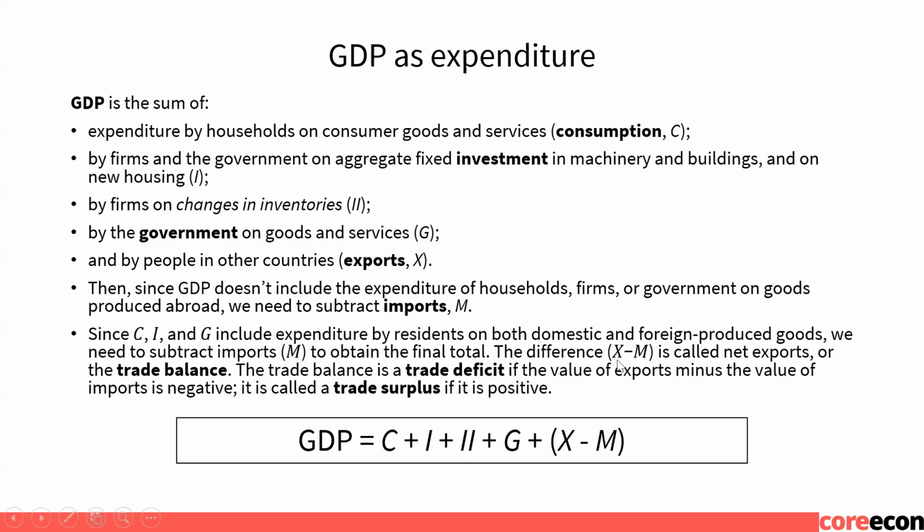The difference, exports minus imports, we call net exports or trade balance. A trade deficit appears when we have fewer exports than imports, and we have a trade surplus when we have more exports than imports. So X minus M being positive is a surplus, and X minus M being negative is a deficit. So gross domestic product from a different perspective is equal to consumption plus investment plus inventories plus government expenditure plus net exports.